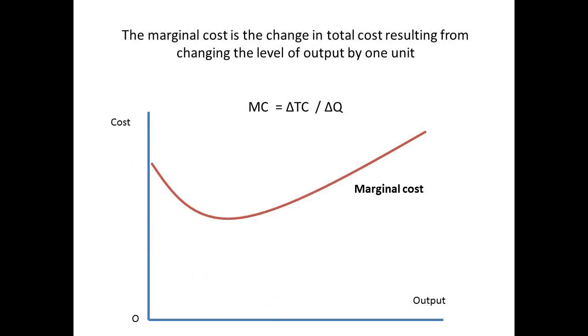Now let us move on to marginal costs. Remember that the marginal cost is the change in the total cost that results from changing the level of output by 1 unit. We can write this as MC equals delta TC divided by delta Q. The graph that is plotted shows a U-shaped curve. Initially, marginal costs will fall to reach a low point. Then the marginal costs will start to increase. It has a similar shape to average total costs here.